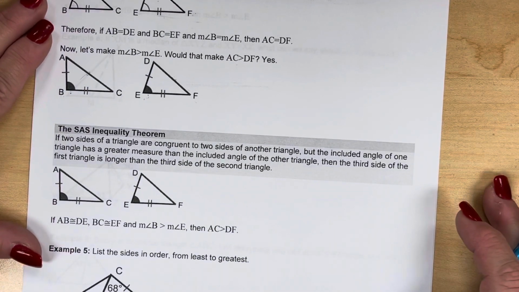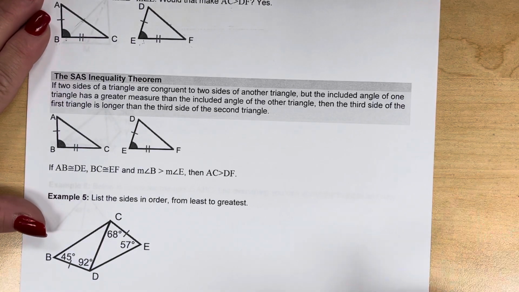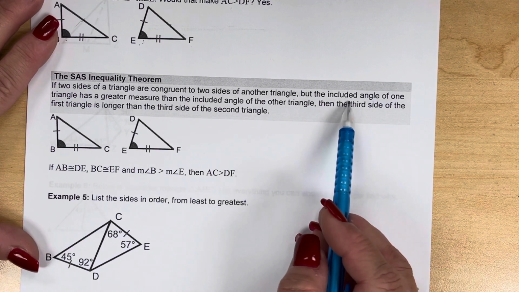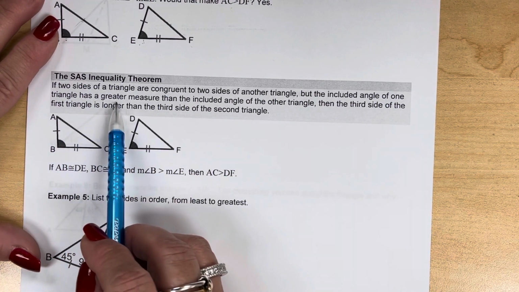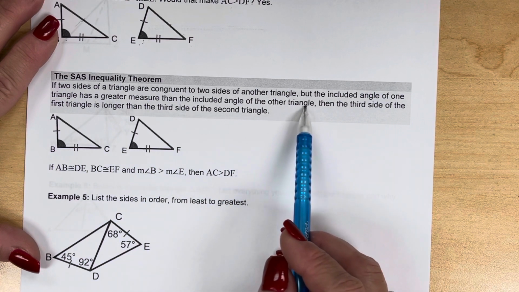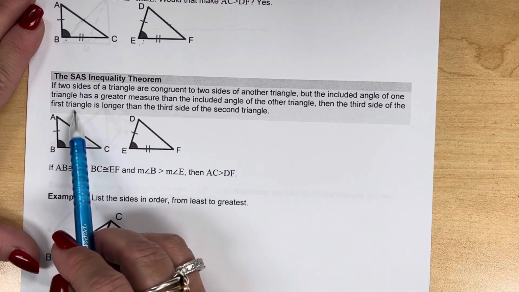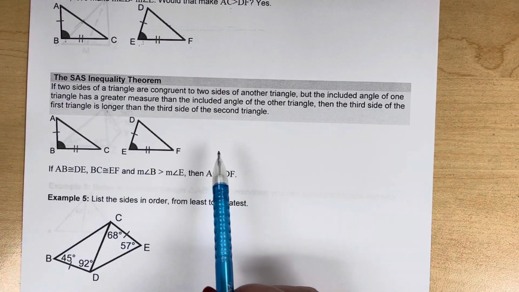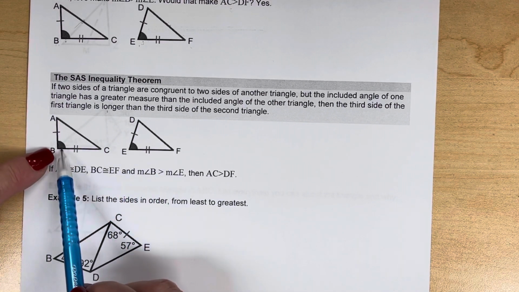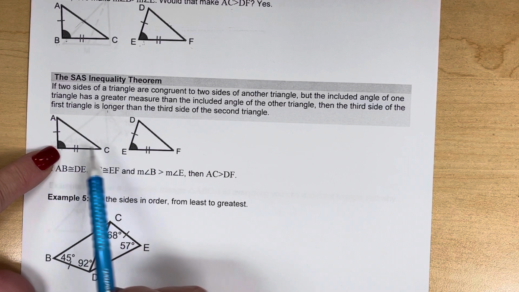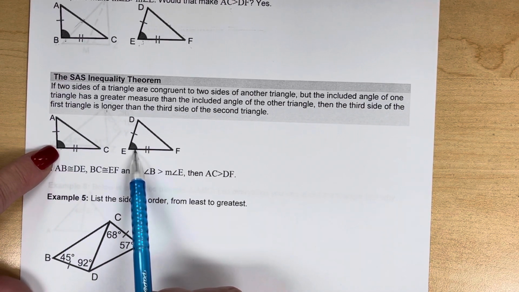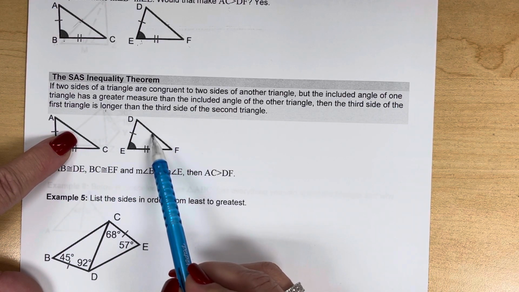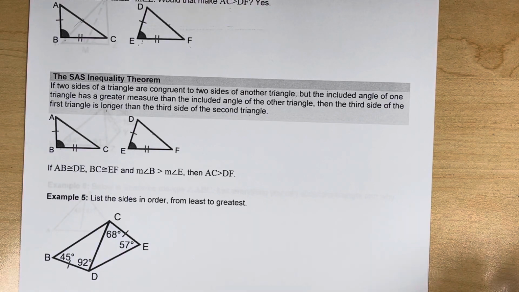All right, so now we have that side angle side inequality theorem. If two sides of a triangle are congruent to two sides of another triangle, but the included angle of one triangle has a greater measure than the included angle of the other triangle, then the third side of the first triangle is longer than the third side of the second triangle. Okay, so we have the two congruent sides. Angle B, the first one, is bigger than angle E, which is the second one. So that means the third side is going to be larger than the third side of this one. Okay, so it kind of just repeats what it said up there, but it's in a theorem.